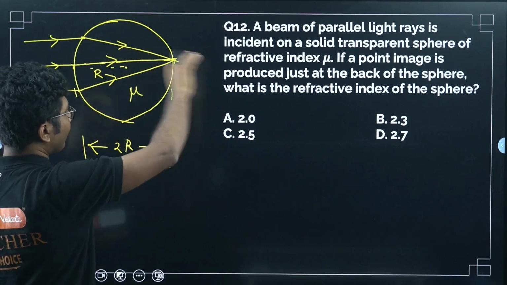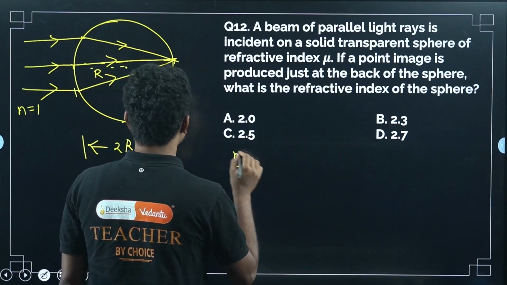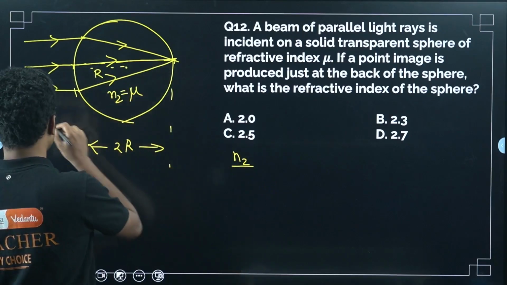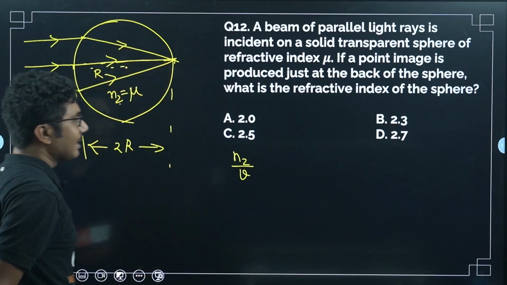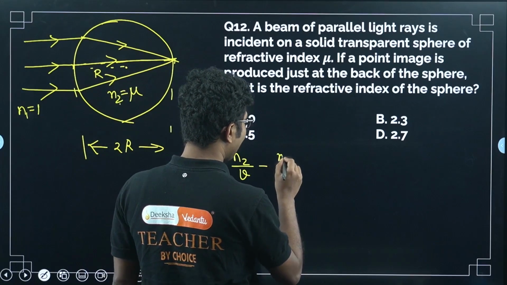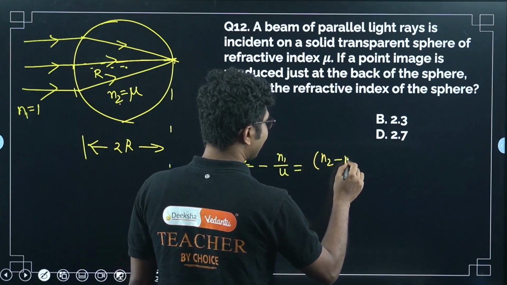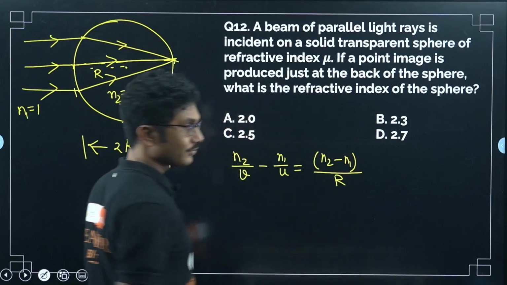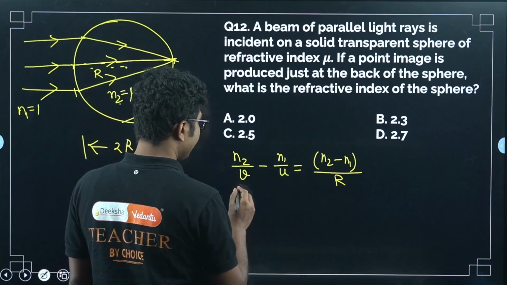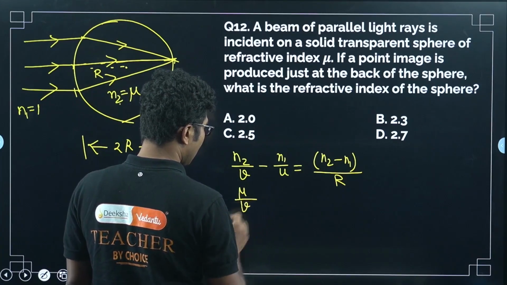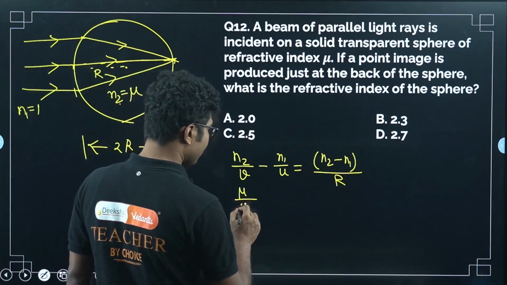Now we know that for a spherical surface, N2 by V minus N1 by U equals N2 minus N1 by R. N1 is outside and N2 is inside, and V is also inside. If you remember the curved surface formula, using this we actually derived the Lensmaker's formula. Now N2 is mu. So mu by V, where V is 2R. V is also known, not exactly but in terms of the radius of curvature.